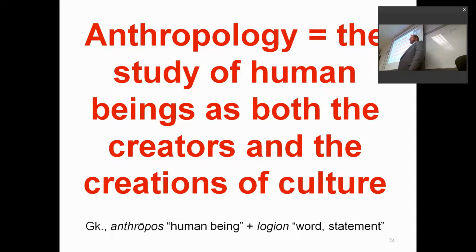Biology. Bios means life or living things, and logion, so words or statements about living things. Or you could generalize it and say the study of, as it's often translated. If you ask, what is geology? It's the study of the earth. Gaia means earth, or the rocks, but the earth is Gaia. So Gaia logion, the study of the earth, or of rocks, you could say. Anthropology is the study of human beings as what? As the creators and the creations of culture.